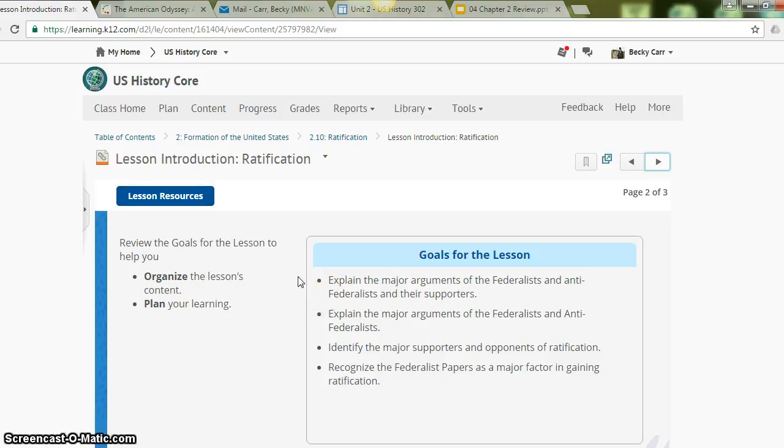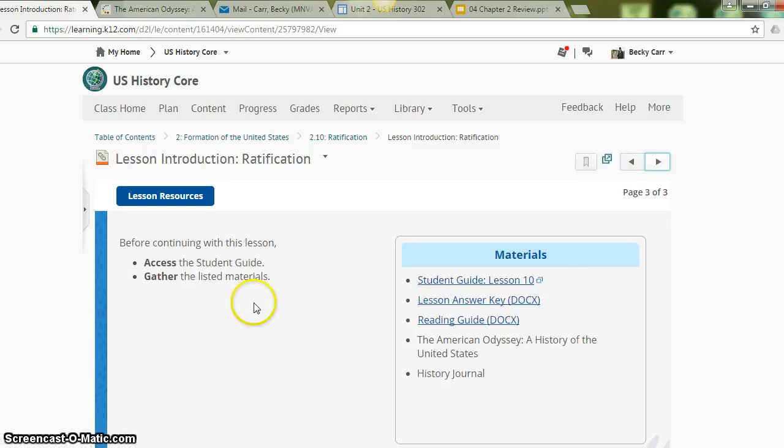And the goals for today's lesson are: explain the major arguments of the Federalists and Anti-Federalists and their supporters, identify the major supporters and opponents of ratification, and recognize the Federalist Papers as a major factor in gaining ratification.